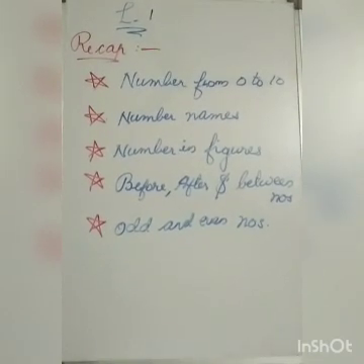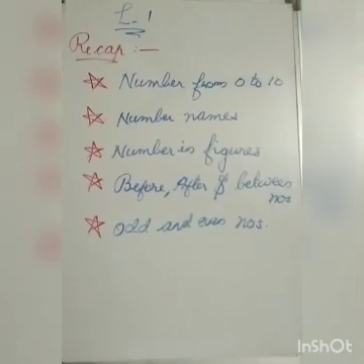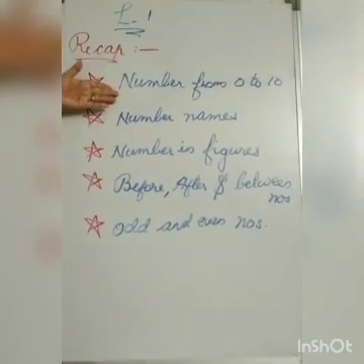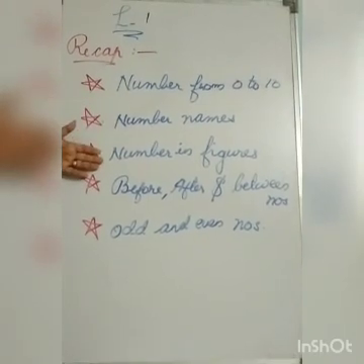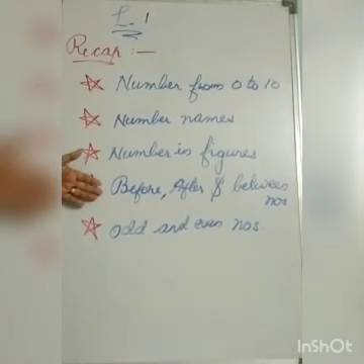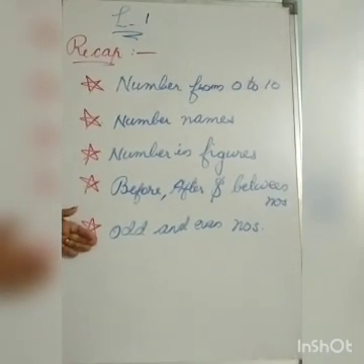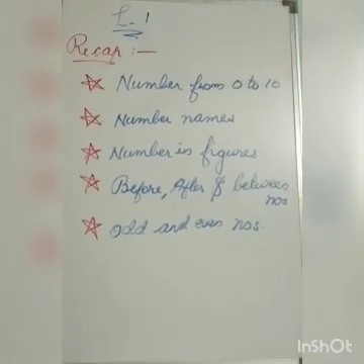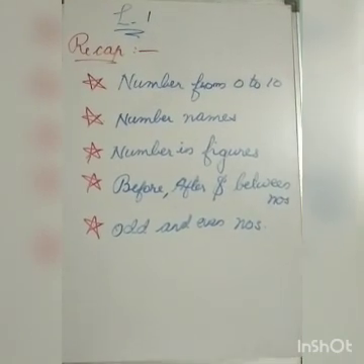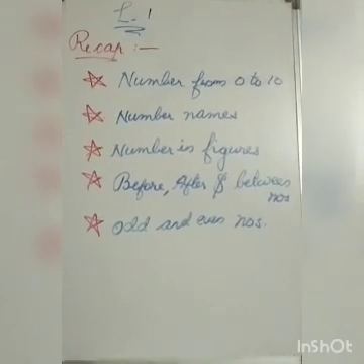So let's take a quick recap of what we learned in chapter 1. We learned numbers from 0 to 10, number names, numbers and figures, before, after and between numbers, odd and even numbers. I hope you all have watched and completed your lessons. Moving forward, let's start chapter 2.